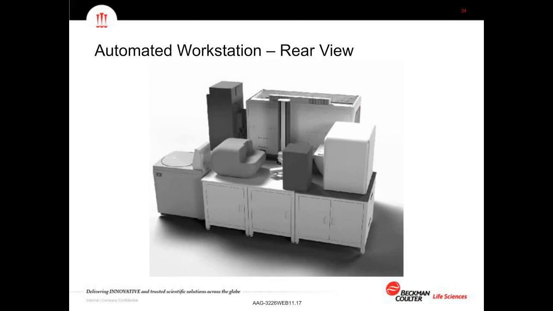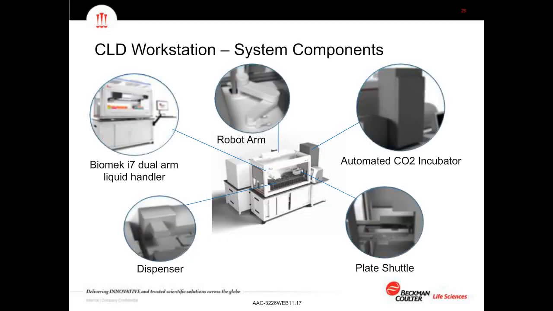To speak about this in a bit more detail, looking at it from the front, we have that Biomek i7 dual-arm liquid handler, which is doing the vast majority of the liquid handling on this particular system. Behind that, we have that robotic arm, which is integrating those devices behind. To the right, we have an automated CO2 incubator. So this has controlled CO2 levels and controlled humidity, much like any of the cell incubators you would have in your laboratory. That CO2 incubator is linked by a plate shuttle directly to the deck of the robot, so we don't have to pass through the robotic arm.